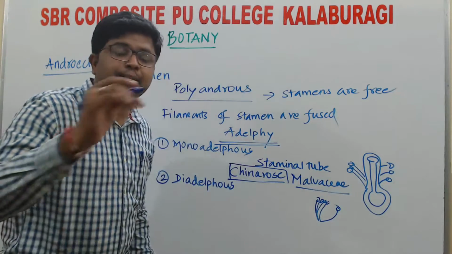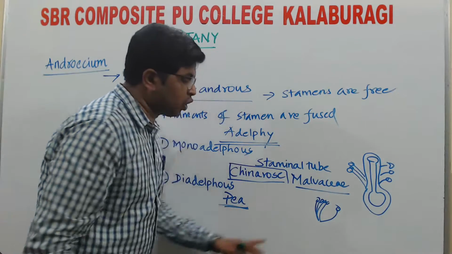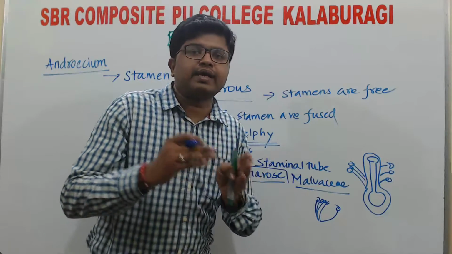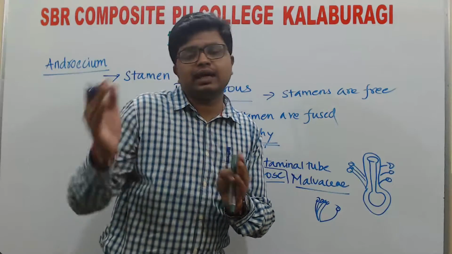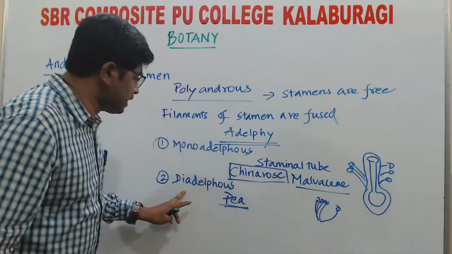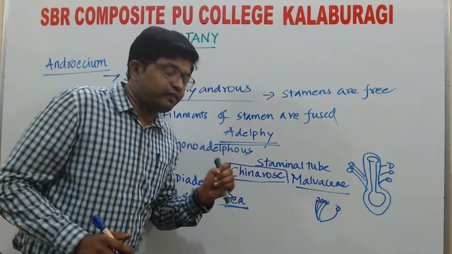Now, usually in pea, you will observe that 9 stamens are present in one group, whereas a single stamen is present in the other bunch. So here 2 bunches are there. That's why we call it diadelphous condition.